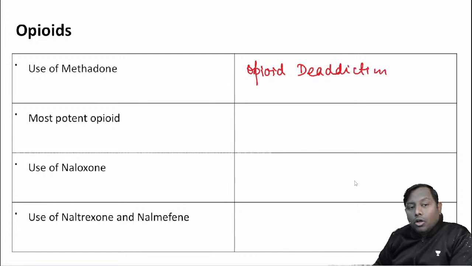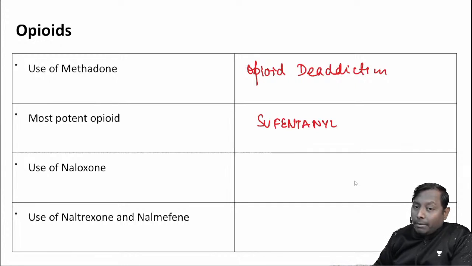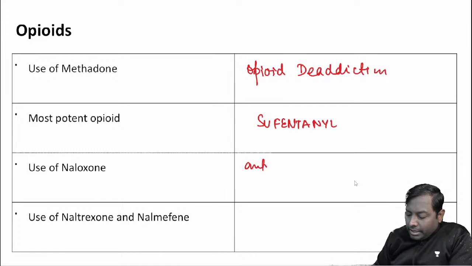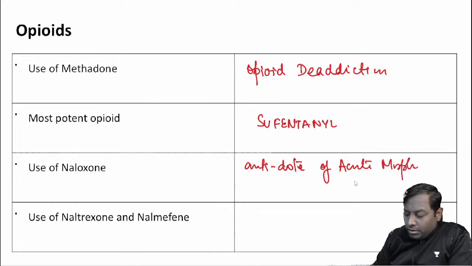Use of methadone, remember in opioid de-addiction we are mainly using this methadone. Potent opioid will be your sufentanil, which is around 1,000 times more potent compared to morphine. Naloxone, again, it's the antidote of acute opioid poisoning, acute morphine poisoning.